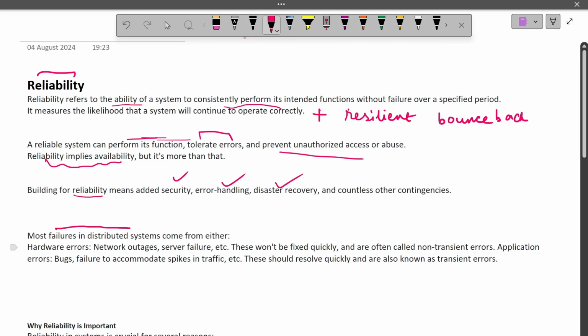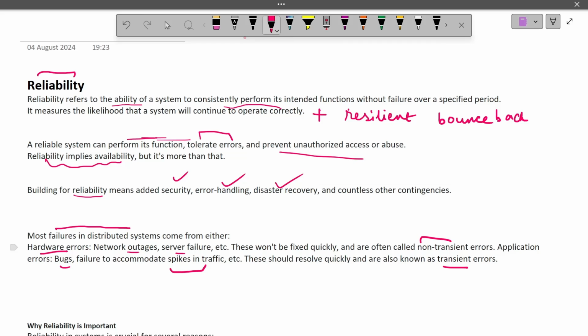What are the types of failures? Hardware errors, network outage, server failure, application errors, your bugs can happen, your user base, some spike in the traffic, some sale has happened. Now this should also resolve quickly. They are called transient errors, and these network outages are non-transient. That is not the point, but the point is failures will always happen.